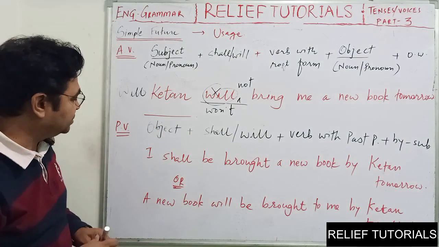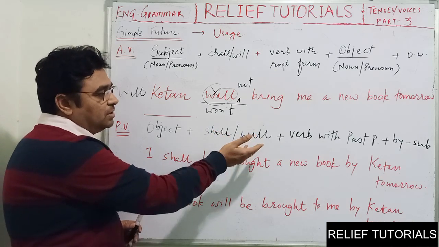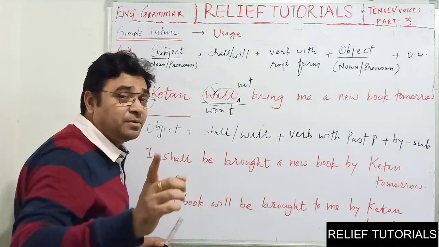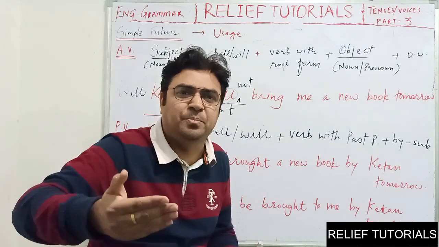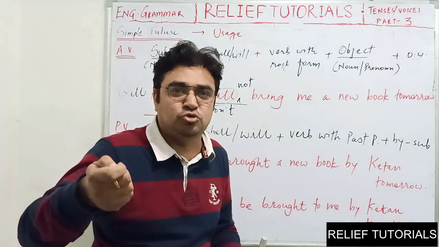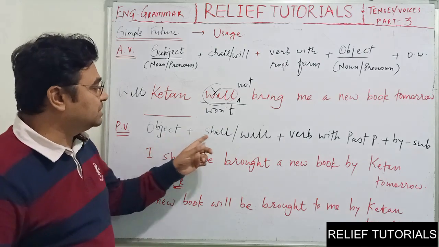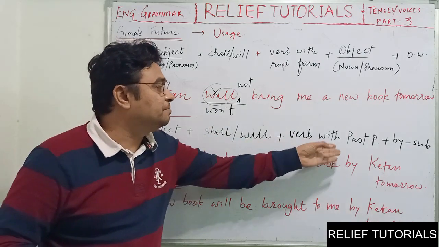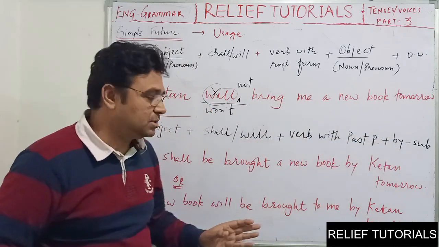Now comes passive voice. So object in the beginning, shall or will, then verb with past participle. Mind well, friends, passive voice has got the main verb always in the past participle form. So it is one of the indications to recognize passive voice. So object, shall or will, verb with past participle form, then by and subject and the other words.